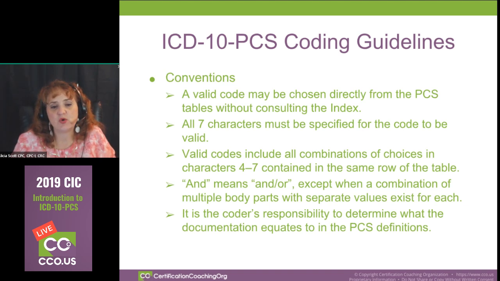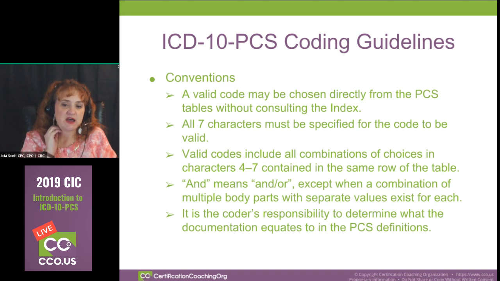We already talked about how the codes, the individual characters, have to be valid. And if they're not valid, they won't give you the option you need. So some of the verbiage, you're not getting the verbiage right, in other words. If you have a combination of choices on characters 4 through 7, you might have options in the same row, okay? But that means that you're going to do the code twice then. If it says "and," it means "and/or." That's kind of a given now with all of our code sets.